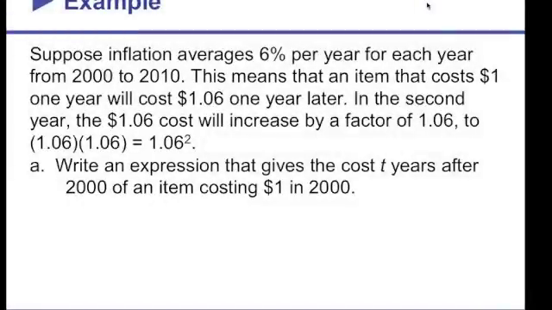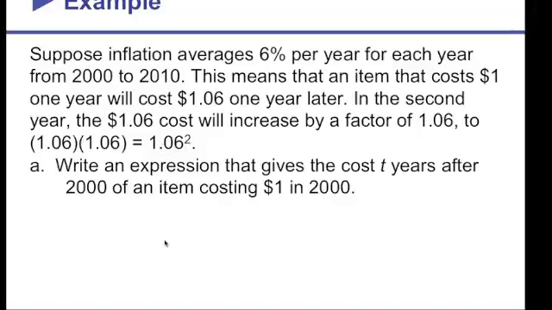Suppose the inflation rate averages 6% per year for each year from 2000 to 2010. This means that an item that costs $1 one year will cost $1.06 one year later, and the second year, the 106 cents cost will be increased by the factor of 1.06 again, so it'll be 1.06 squared.